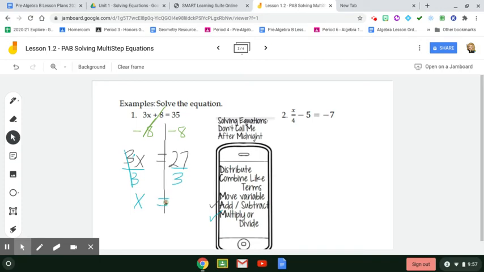And what's 27 divided by 3? 9. Okay, now, sorry, my 9 is not so pretty. There we go. All right, so how are we going to check to see if our answer makes sense? Well, you can plug it in.